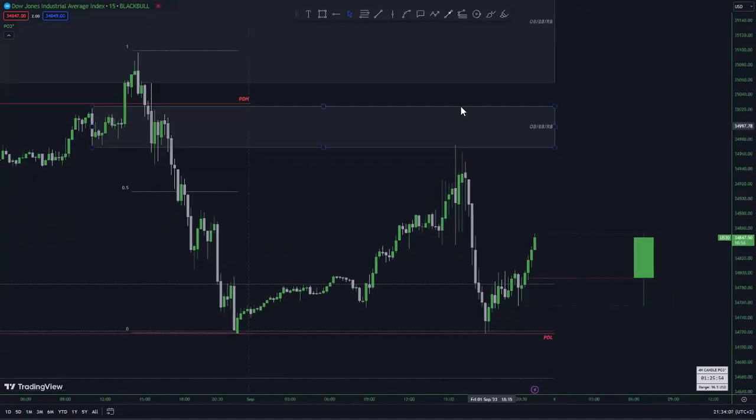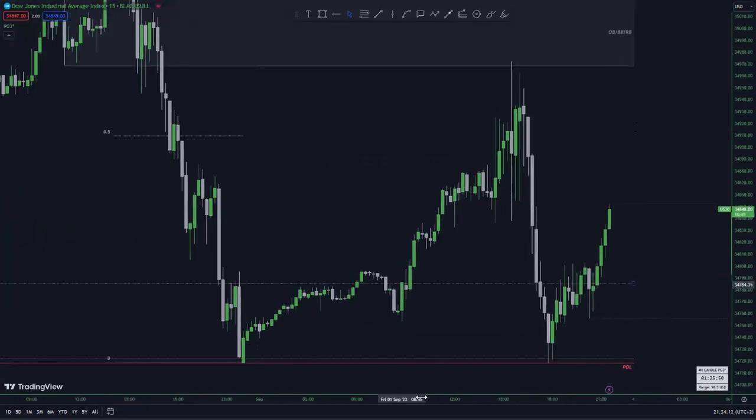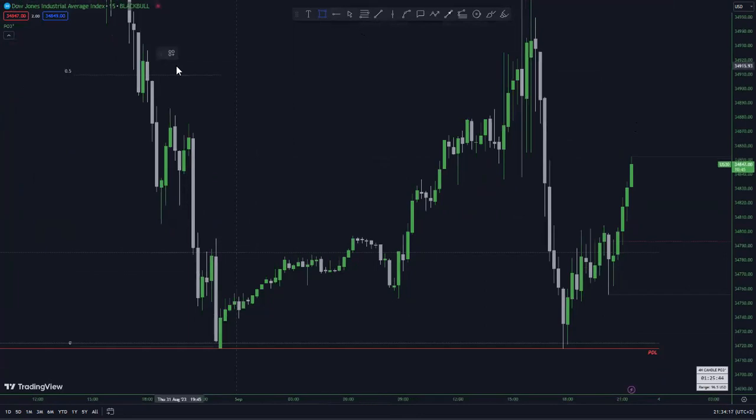So we had a key level right here. What I normally do is I like having my standard deviations. But first thing first, I like having my Asian range, which is from 3 a.m. to 7 a.m.